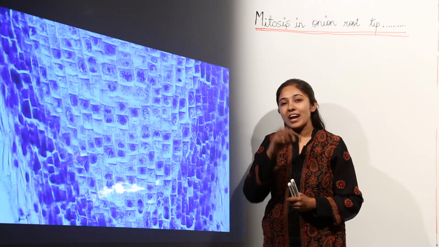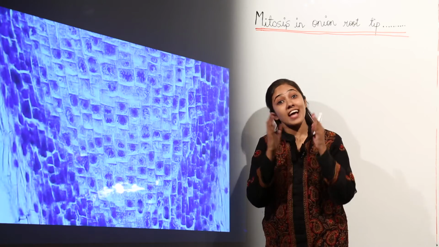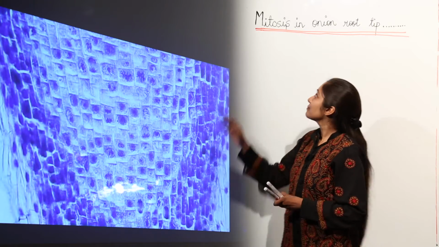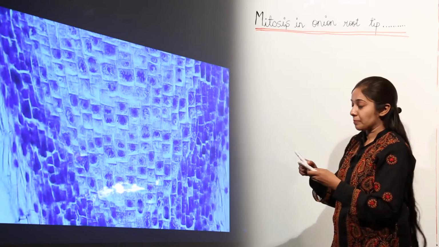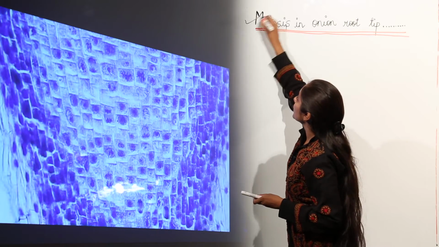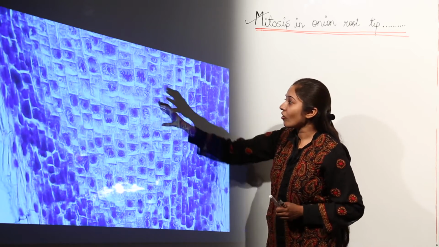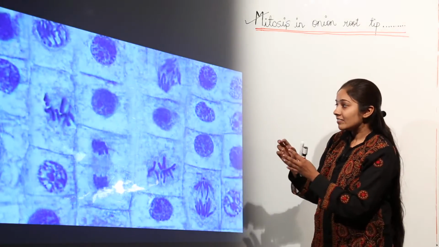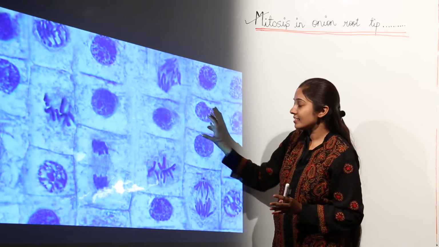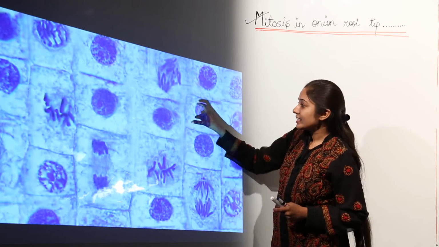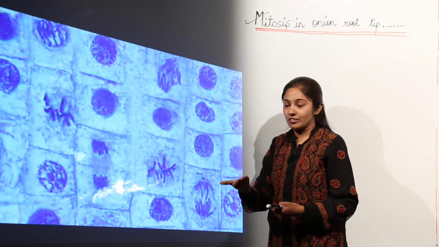So to give you some practical experience and to tell you how science works, let us discuss mitosis in onion root tip and let us point out what happens during mitosis in onion root tip. This is a slide of onion root tip. You get to see all the types of cells. They are actively dividing cells. You can see all the phases and we will point out which cell is in which stage of mitosis.